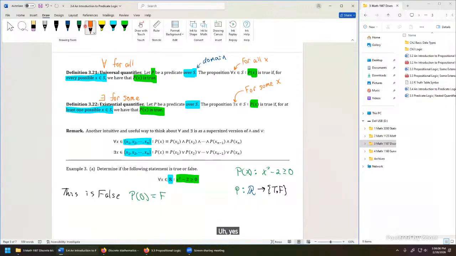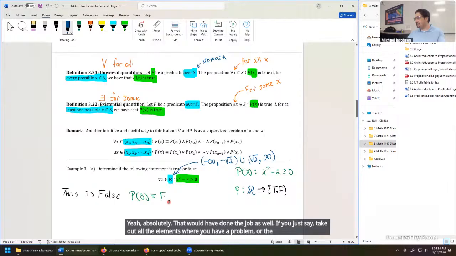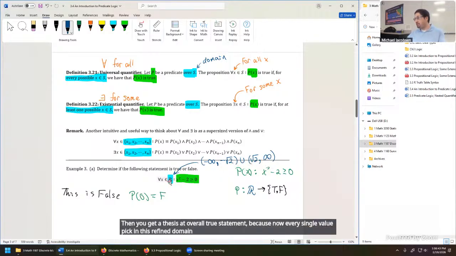Yes. So could we put in negative infinity comma negative root 2 union with root 2 comma infinity? Yeah, absolutely. That would have done the job as well. If you just take out all the elements where you have a problem, where the predicate became false, then you get an overall true statement. Because now every single value you pick in this refined domain of discourse, swapping out for ours, we can never get false. We'll always have true.